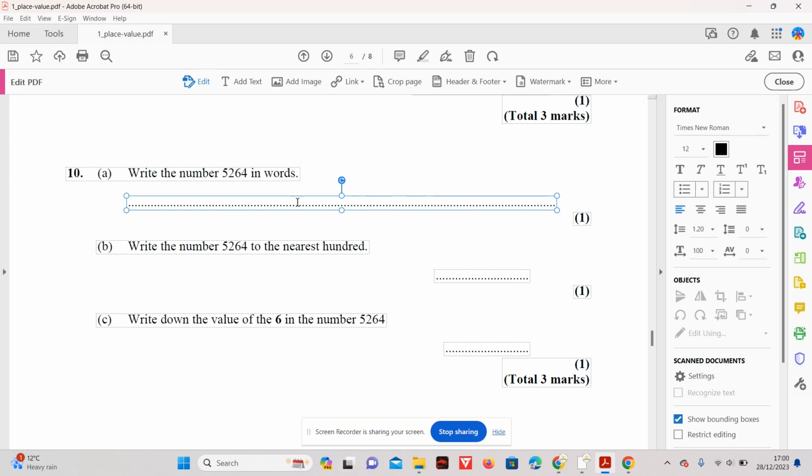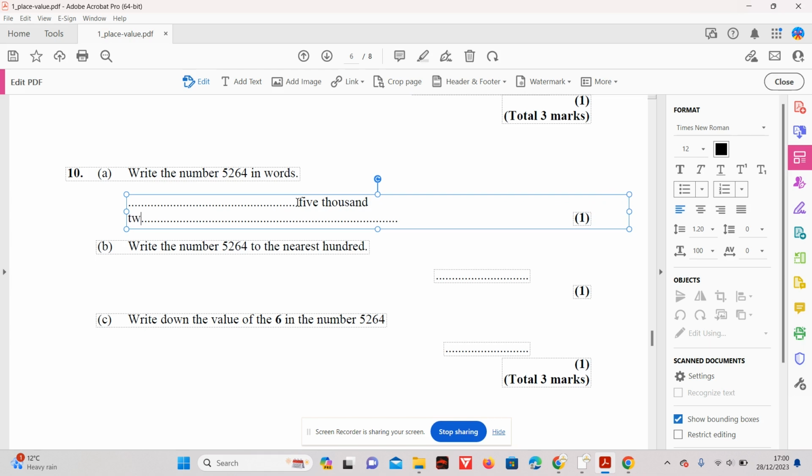Write the number 5,264 in words. So we've got 5,200. And then we've got 60. And then we've got 4.